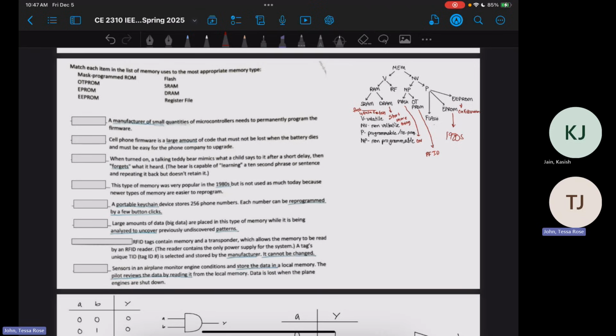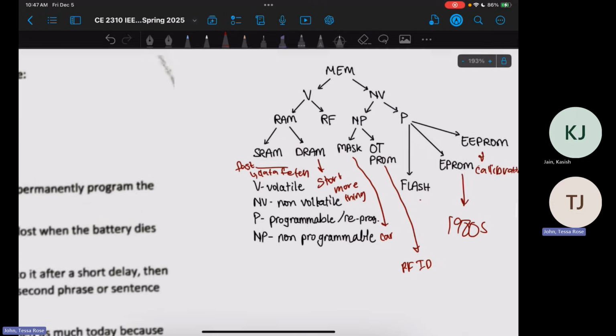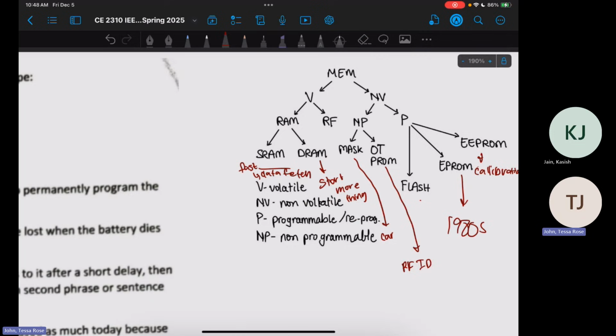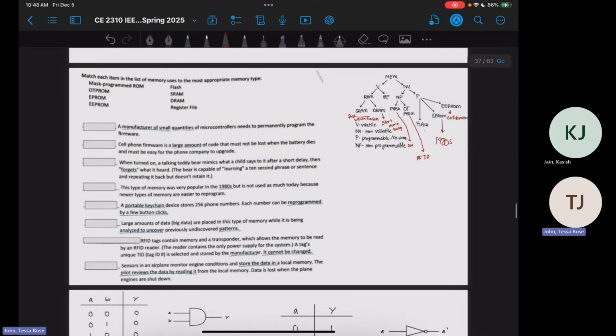So DRAM is volatile, and flash is non-volatile. Yes. And again, this should be on y'all's exam too, so just before the exam, look over this, whatever the questions are, and whichever associates with what.